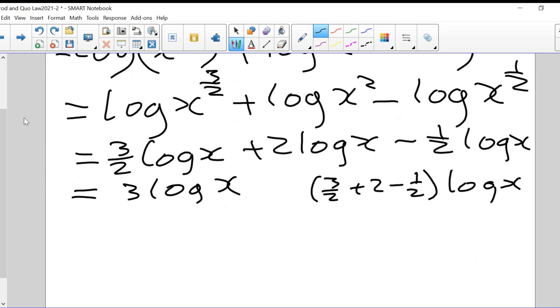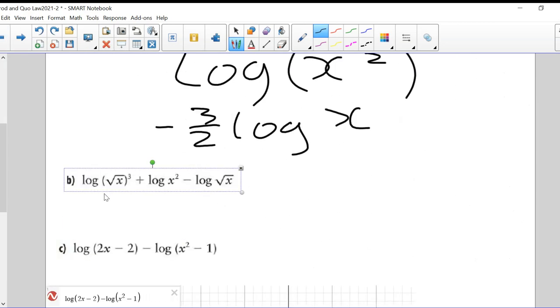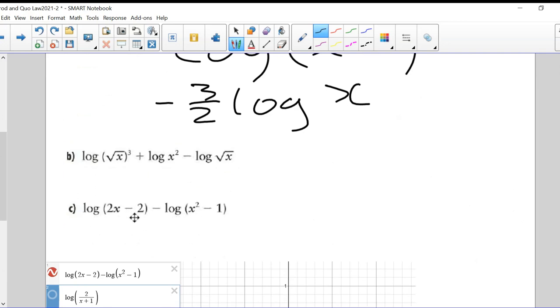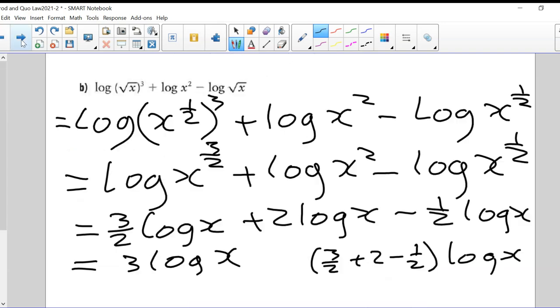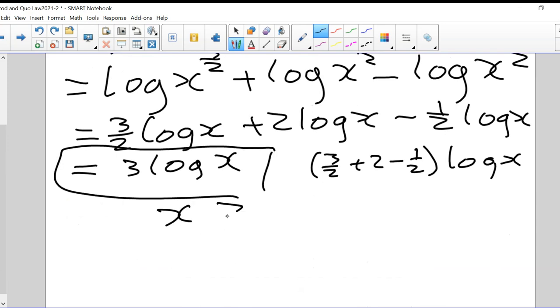Okay, good for you. All right, let me go back and see what else we have over here that we haven't done yet. Oh yeah, this one needs some attention here. Let me copy this one onto a new page and talk about it. Oh, did I put the restrictions for this? I did not. So here's my answer. And of course, x has to be greater than 0.